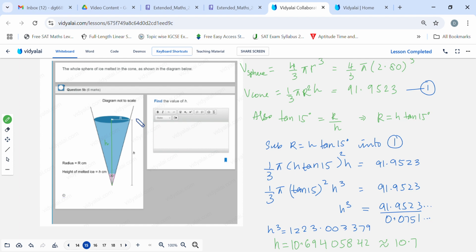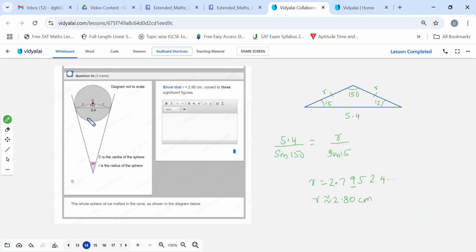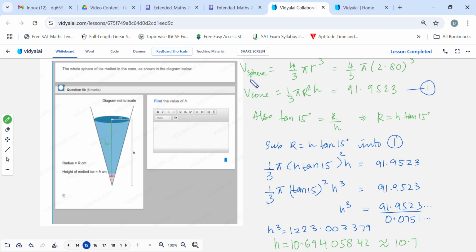Now for the B part, the whole sphere of ice is melted in the cone as shown in this diagram. We have to find the value of h. Since this sphere of ice is melted into the cone, the volume of the sphere and the volume of the cone will be the same. Now we know that the volume of a sphere is 4 by 3 pi r cubed, which is 4 by 3 pi into 2.80 the whole cubed, and that is 91.9523.